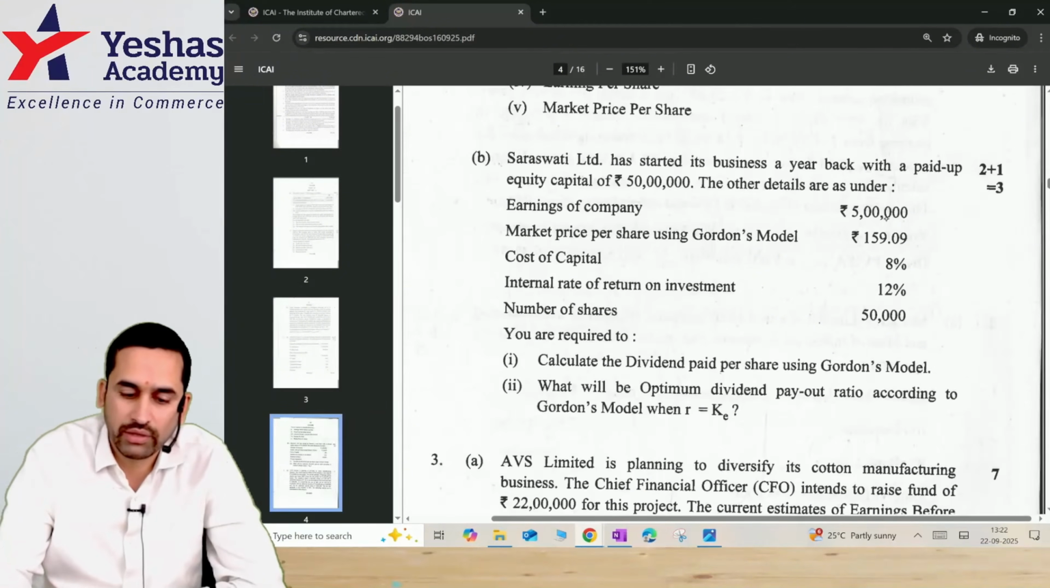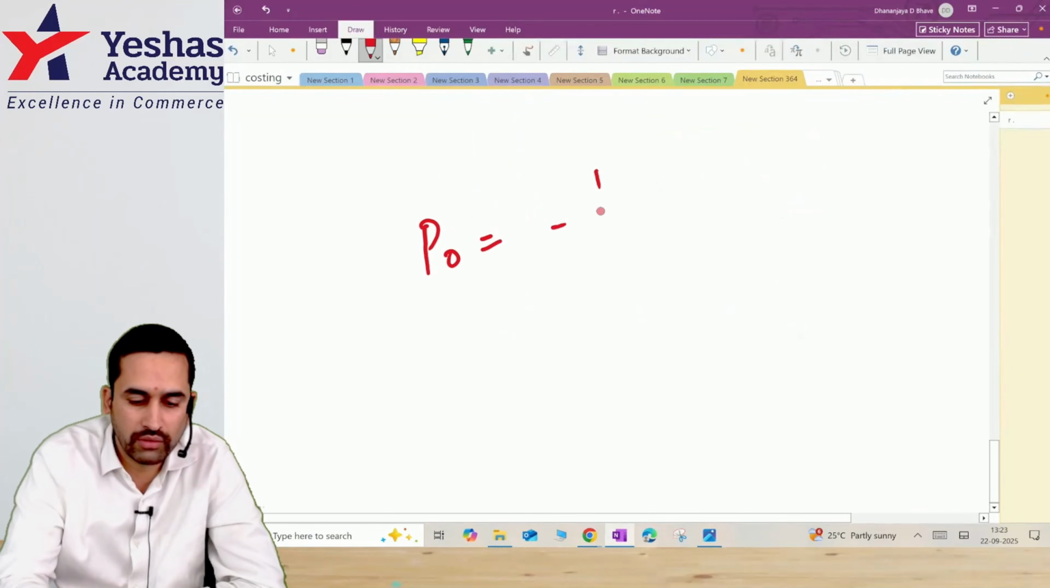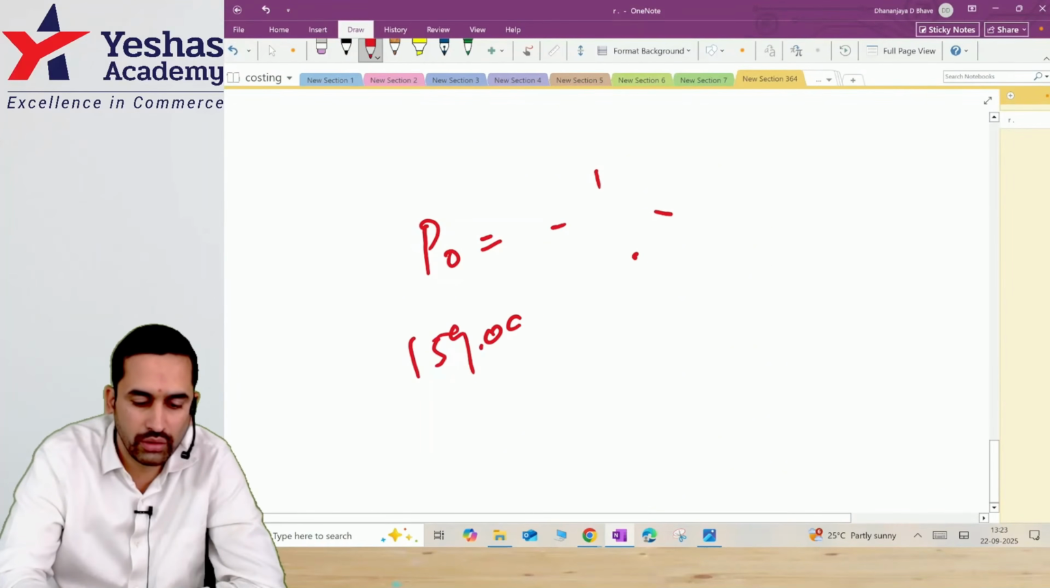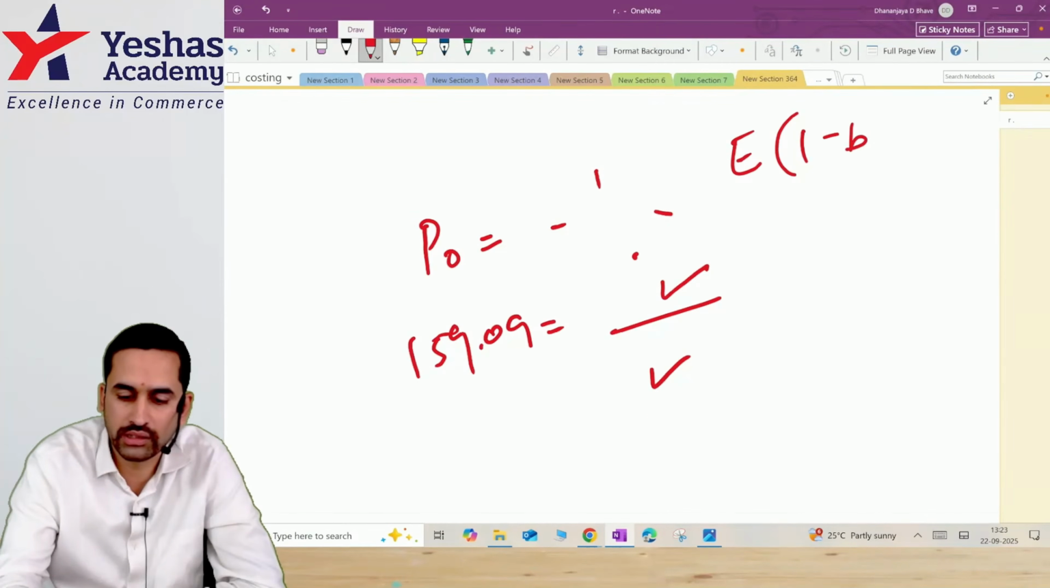Okay, this is a reverse working question. You have to first put 159.09. P0 is equal to something. This is ready already in the question itself. Then you have to remember E into 1 minus B.